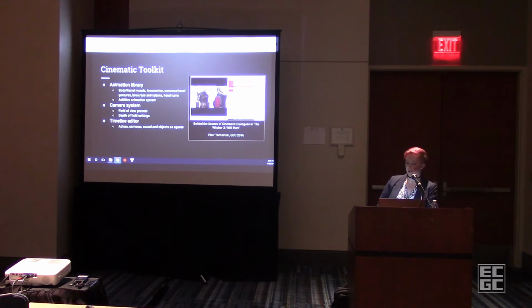And finally, the timeline editor. So if you have all of your actors, your cameras, and your sound and objects all living as agents on a timeline, you want to be able to do the basic stuff, key their position, rotation, scale, so you can stage the scene and keep them moving around in the scene.